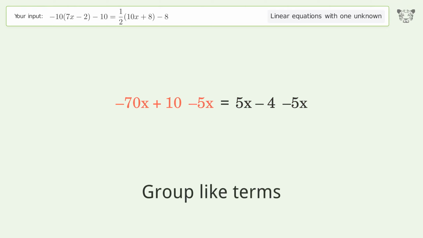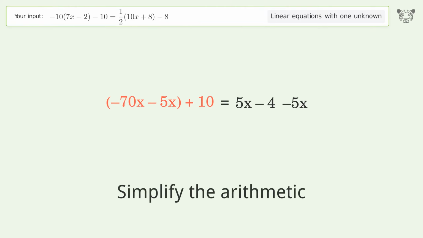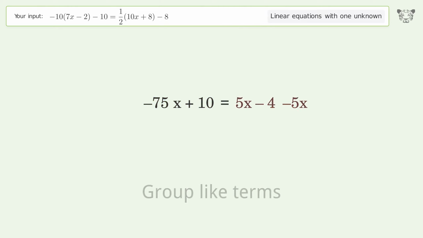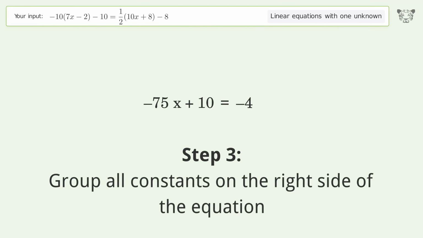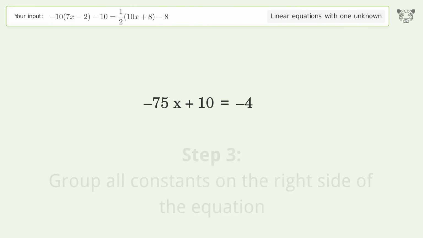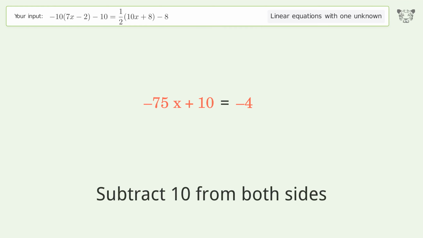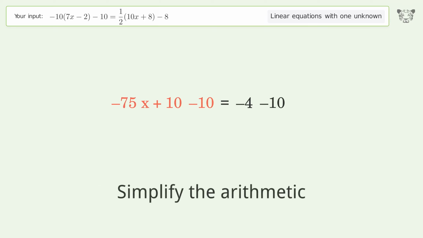Group like terms. Simplify the arithmetic. Group like terms. Simplify the arithmetic. Group all constants on the right side of the equation. Subtract 10 from both sides. Simplify the arithmetic.